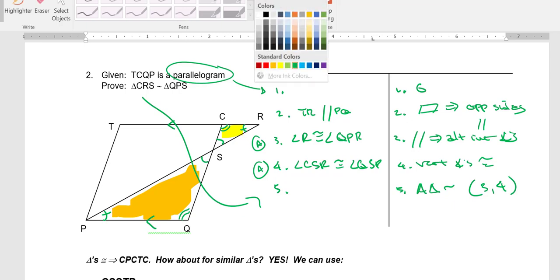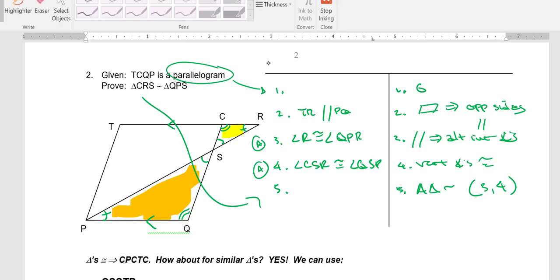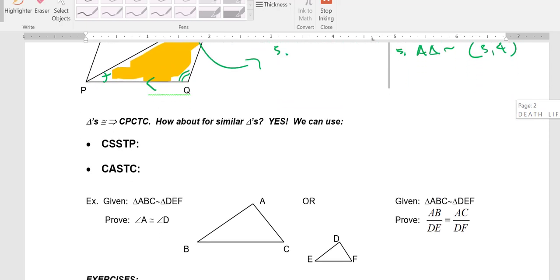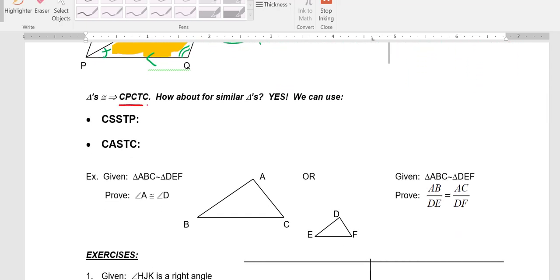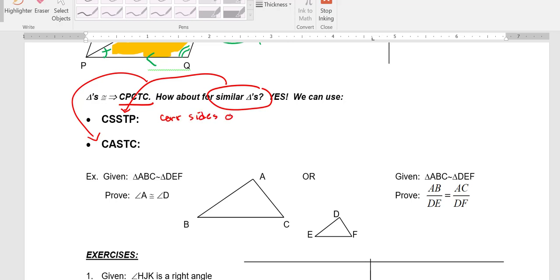Now, just like in chapters where we're proving triangles congruent, there is something similar to doing CPCTC. So once we prove the triangles are similar, we can now go and say a couple of things because of that. So the first thing you can say is that corresponding sides of similar triangles are, what does the P stand for? Proportional.